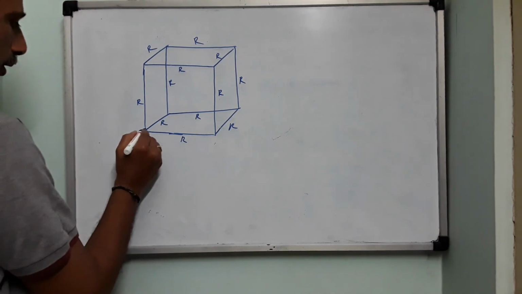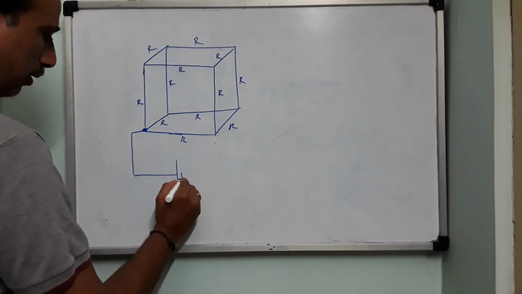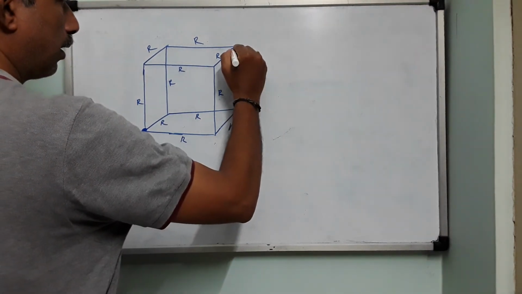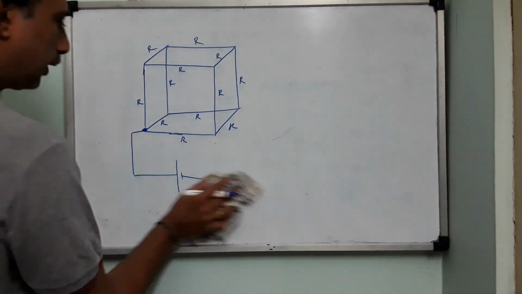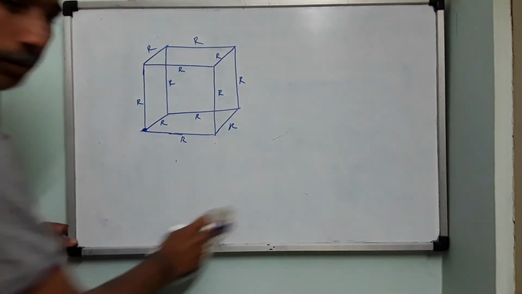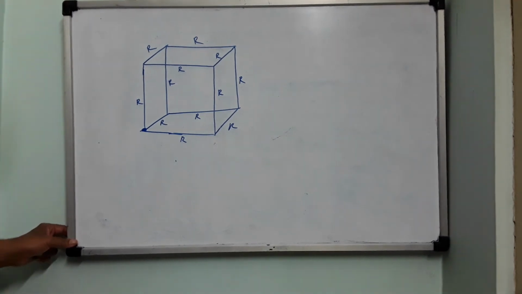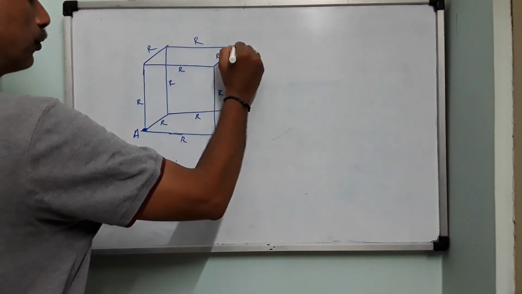Now here there is a battery. Okay, leave it. Now I just generalize it, then if you know the R value, you can substitute. Okay, right. Now this is point A and this is diagonally opposite point B.